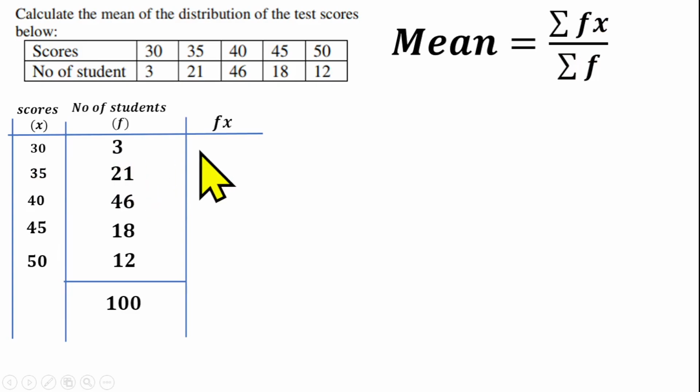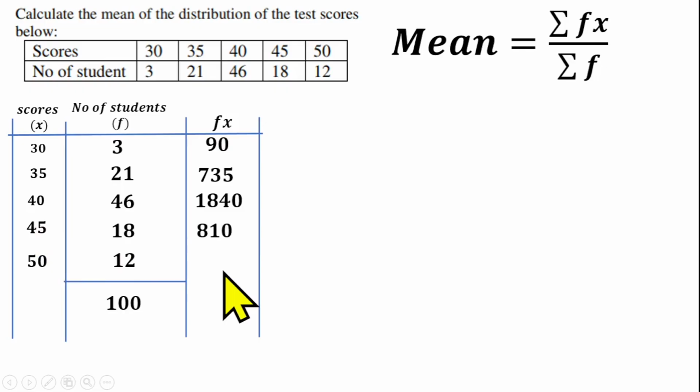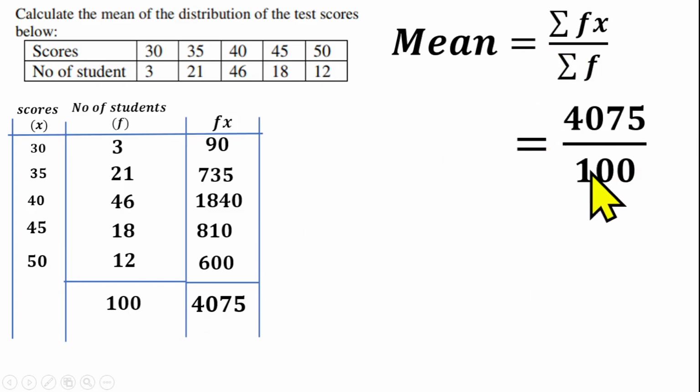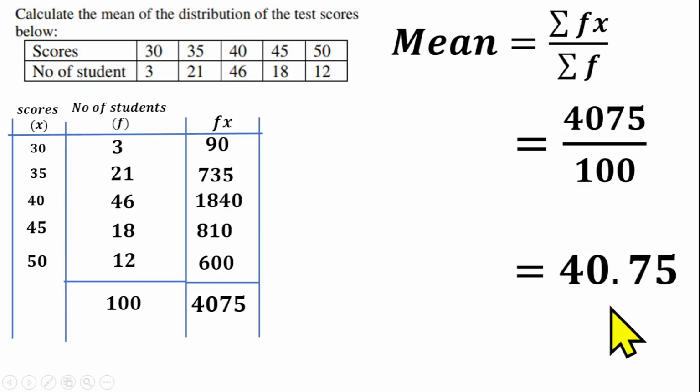That gives us 90 there, then 21 times 35 gives us 735, 46 times 40 gives us 1840, 18 times 45 gives us 810, 12 times 50 gives us 600. Then we sum our fx together, and that gives us 4075. Putting this into the formula, summation fx is 4075 and summation f is 100. So the mean will be 40.75 for this data.